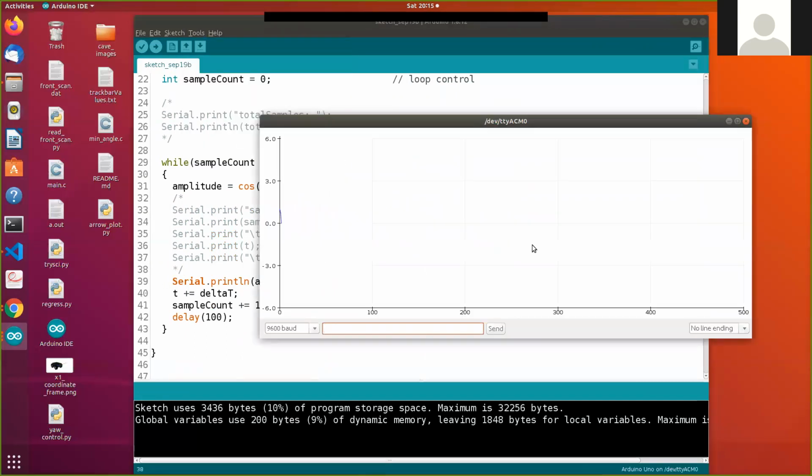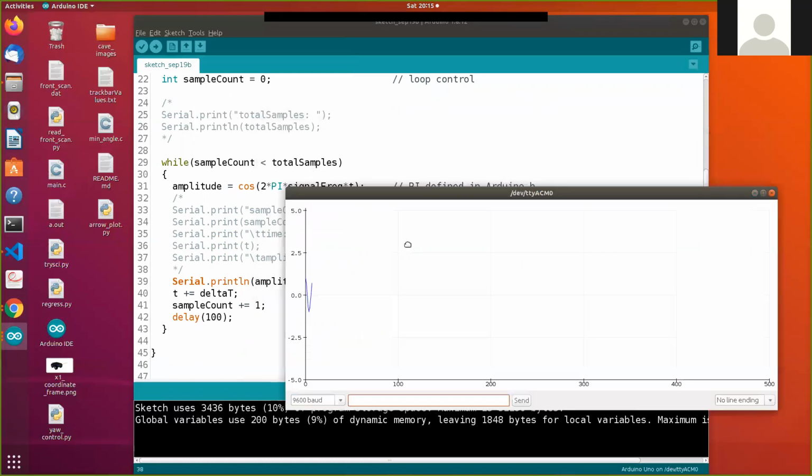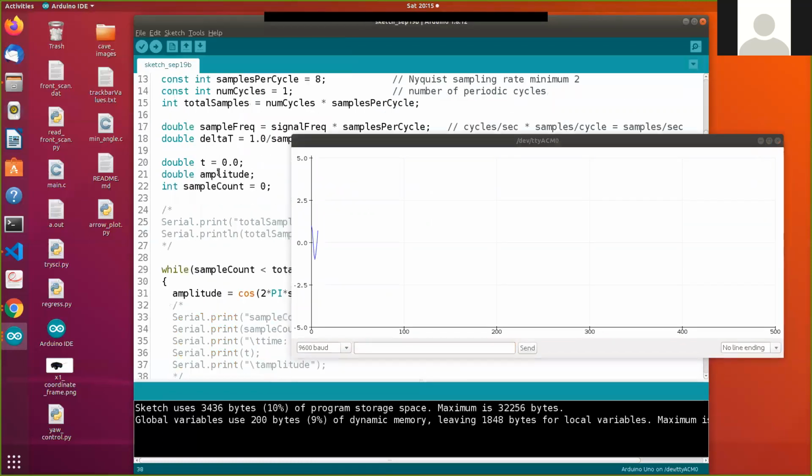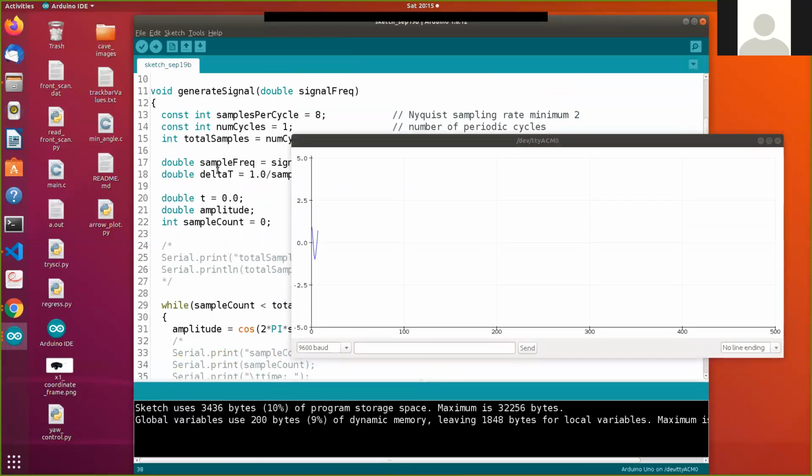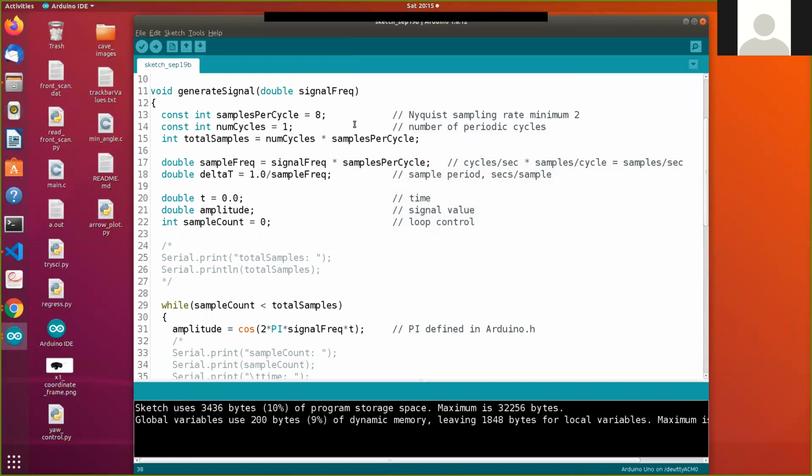And it's probably going to scrunch up our signal a bit because look, it's trying to give us 500 seconds basically. And we've only got the 1 cycle here. So we can't see a whole lot, sort of an up and down line with only, let's see, we're still at 8 samples per cycle, so it's not a bad looking sine wave.